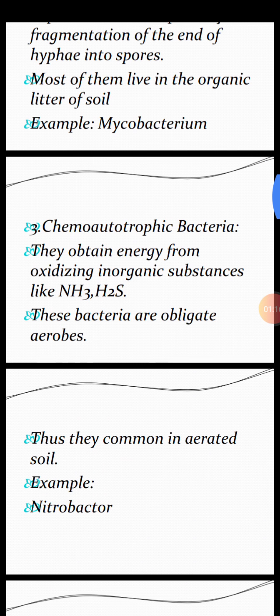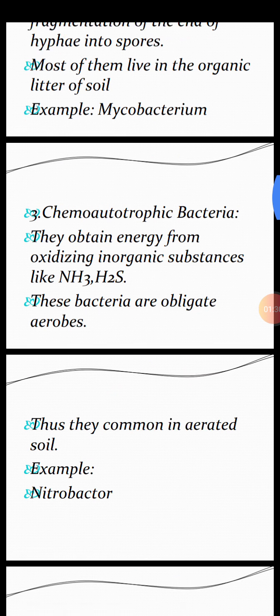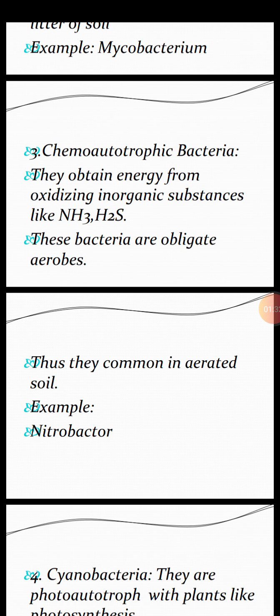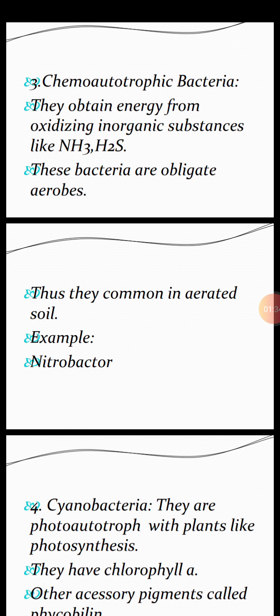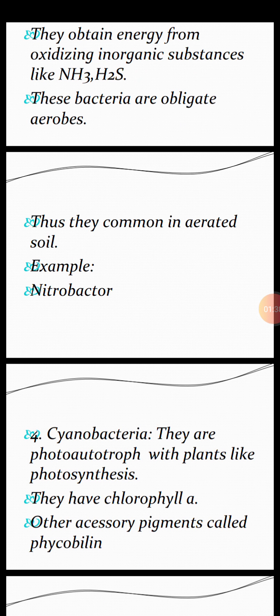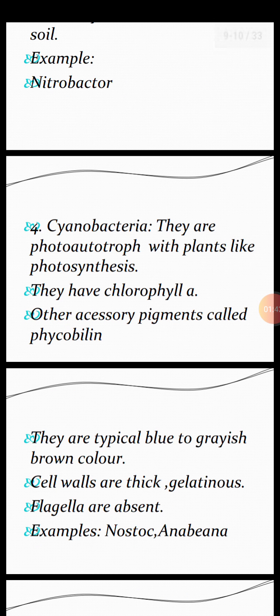Third are chemoautotrophic bacteria. They obtain energy from oxidizing inorganic substances like ammonia and hydrogen sulfide, and they are obligate aerobes. Obligate means which depend on a host. They live on a host. They are common in aerated soil. Aerated means through which air can pass. For example, Nitrobacter.